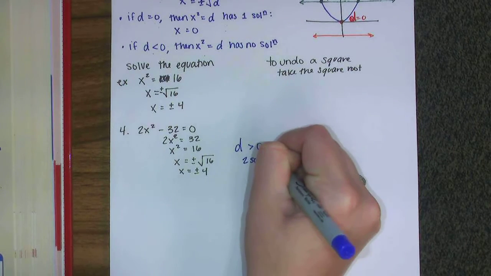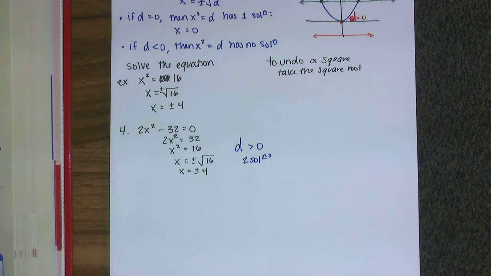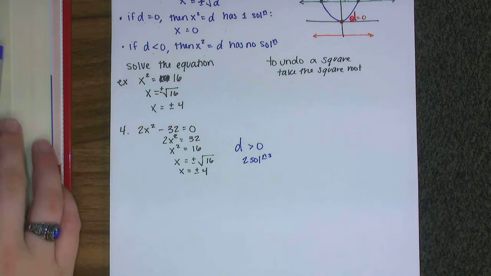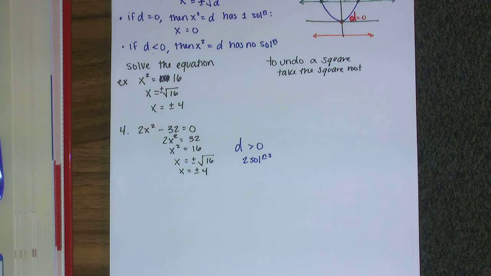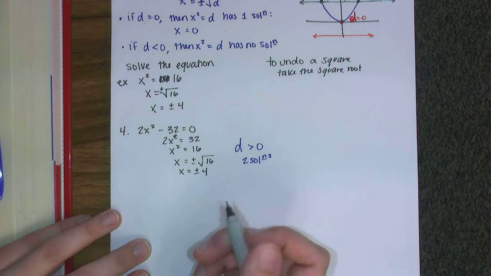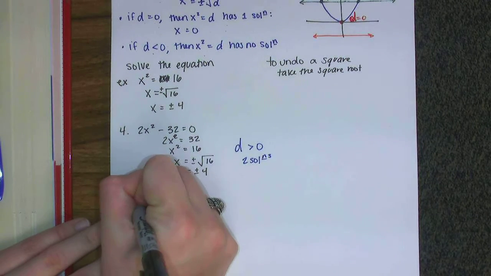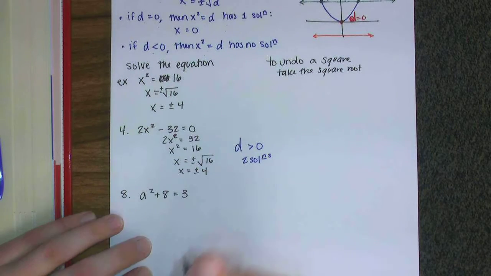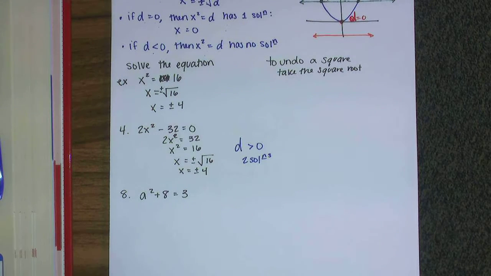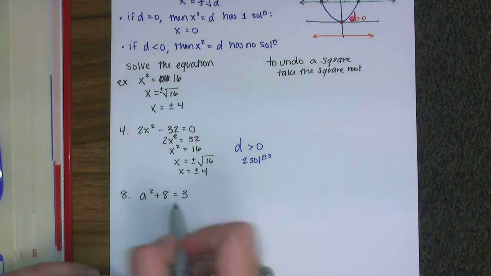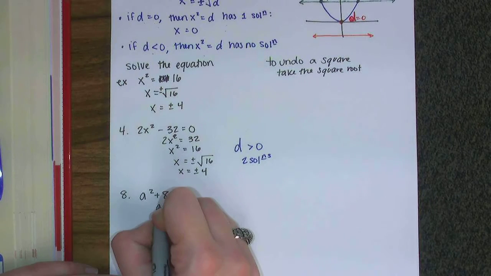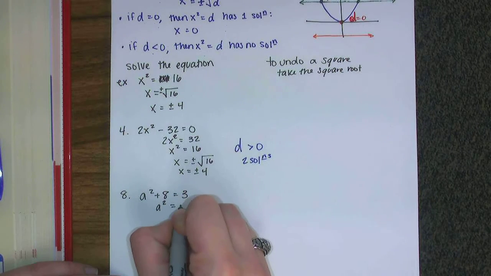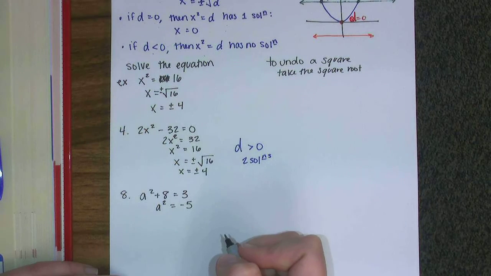Let's see. Number 8. A squared plus 8 is equal to 3. In order to solve for a, I first need to subtract the 8 over. So a squared is equal to negative 5. Uh-oh. I now have a negative. So when d is less than 0, x squared is equal to d has no solution.